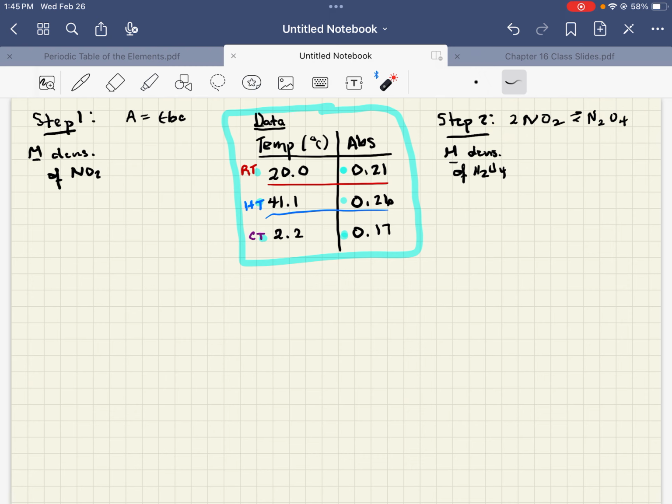So to find that, we're actually going to use this equation right here, which is absorbance A is equal to epsilon, which is the actual molar absorptivity coefficient, times B, the path length, times C, the concentration. So we're going to be looking for that concentration. So we're going to start there with A equals epsilon BC, and we're going to start this by finding out what is the molar density of NO2. So to find that, we're going to take this room temperature data. That's our goal, is to find out what are going to be those concentrations that we begin with before we shift the equilibrium by heating or cooling the solution, or rather the gas mixture.